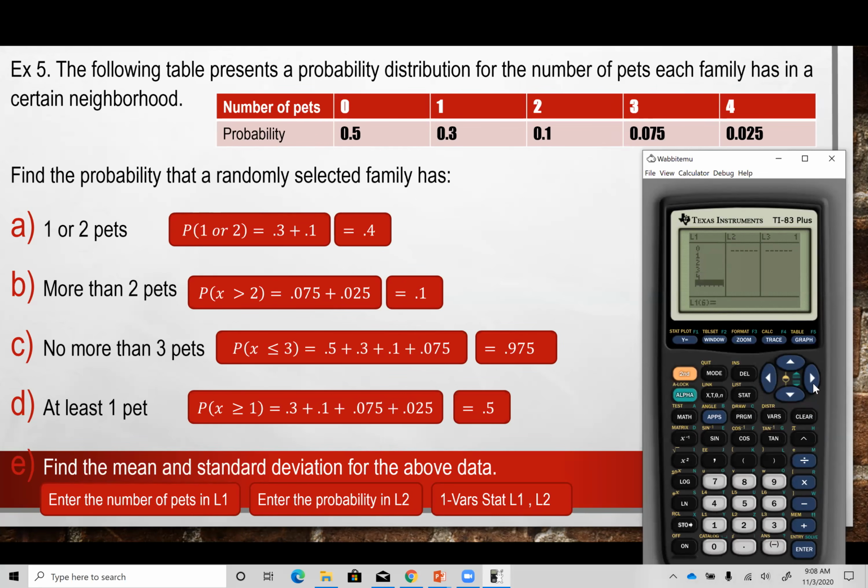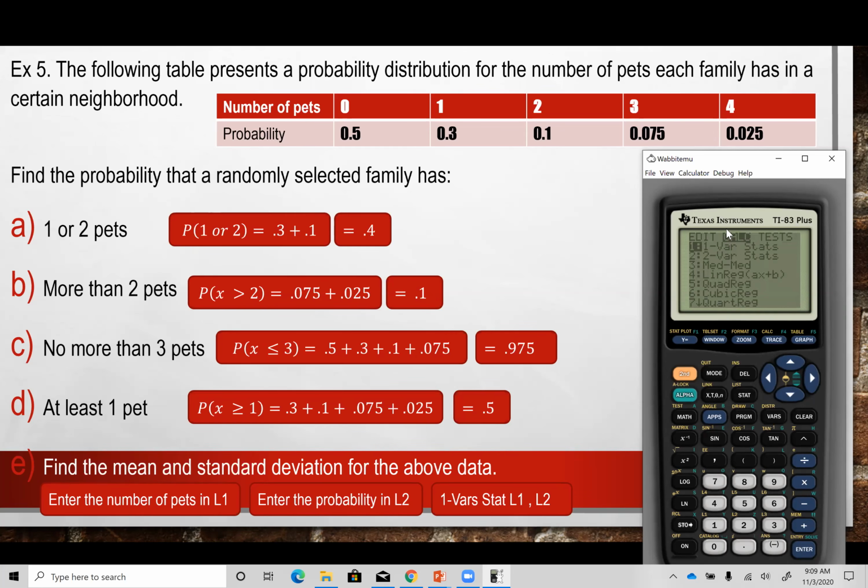Those are my data. And then your L2 will be your probability, which is 0.5, 0.3, 0.1, 0.075, 0.025. So reminder that this is what you need to do: you need to type in L1 as your X data, your value, your L2 is your probability, and then you hit stat again, and you go to calculate.